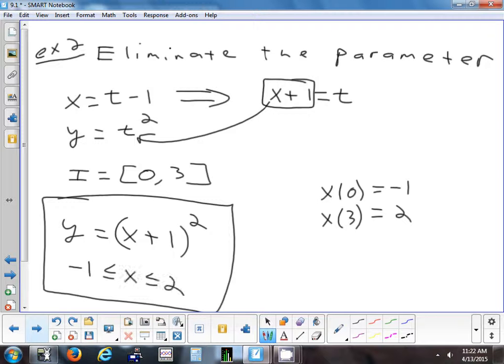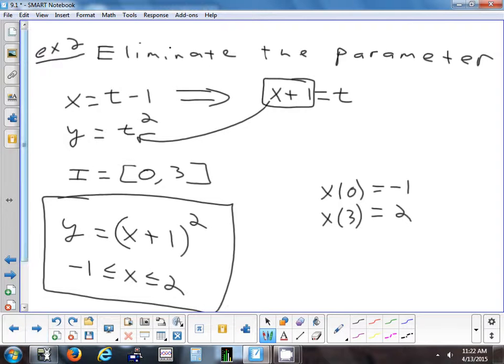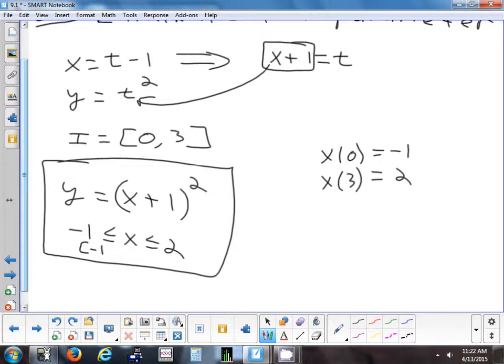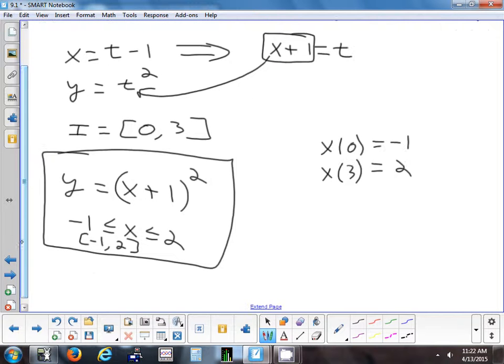Since they had a closed interval on the original, this is also a closed interval, so you could write it this way, or you could write it this way. Either way. Okay. Any questions on that?